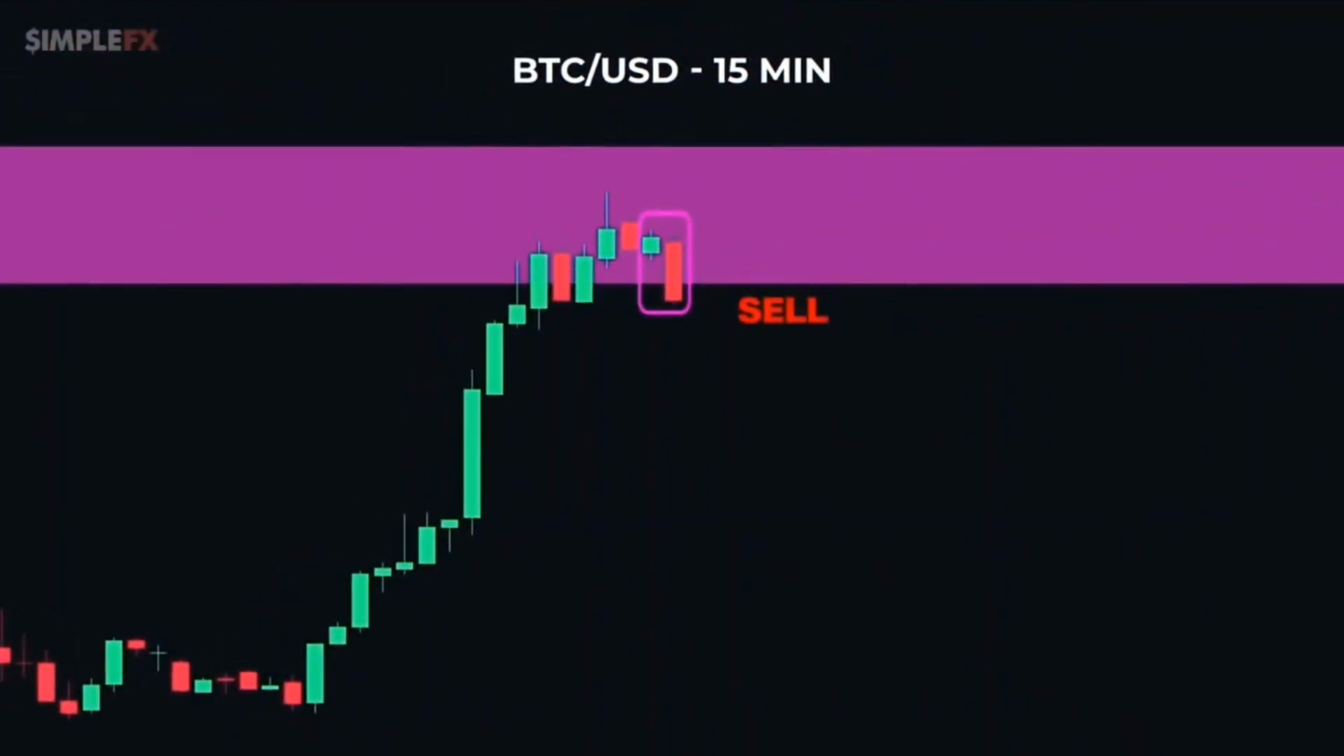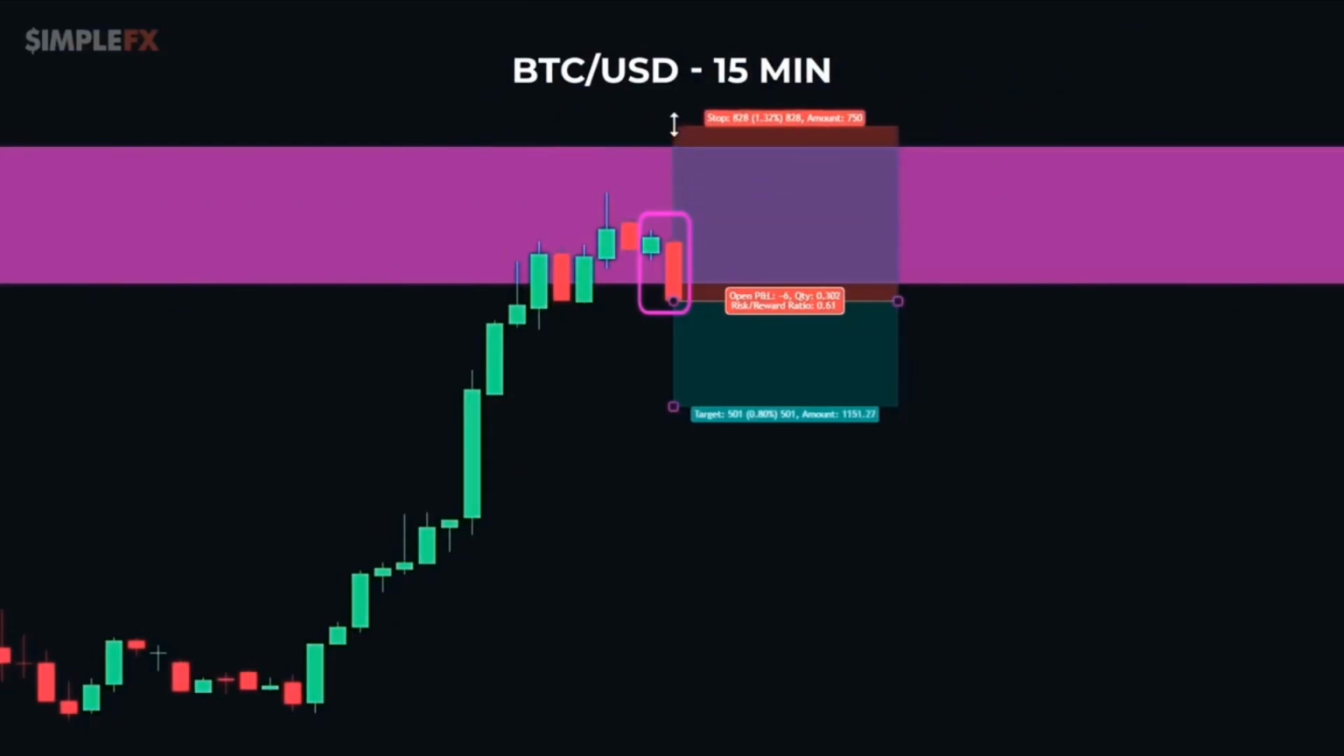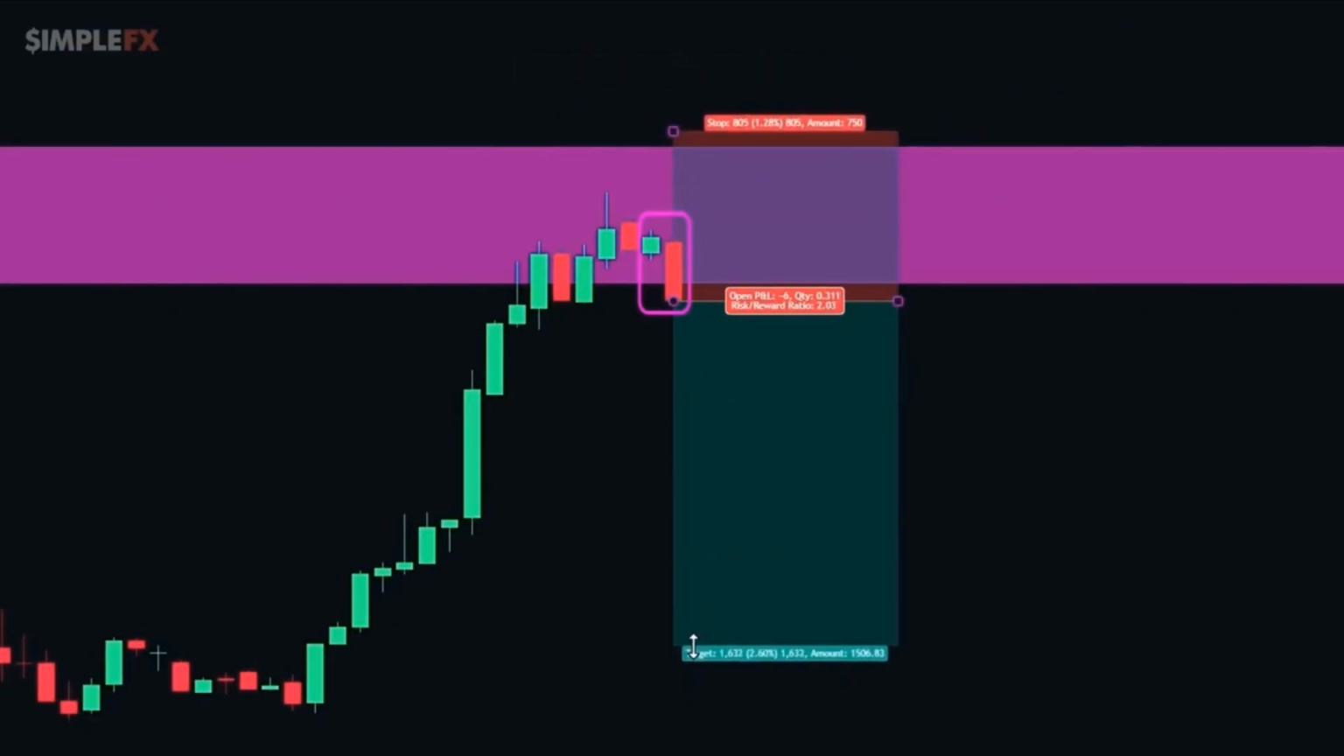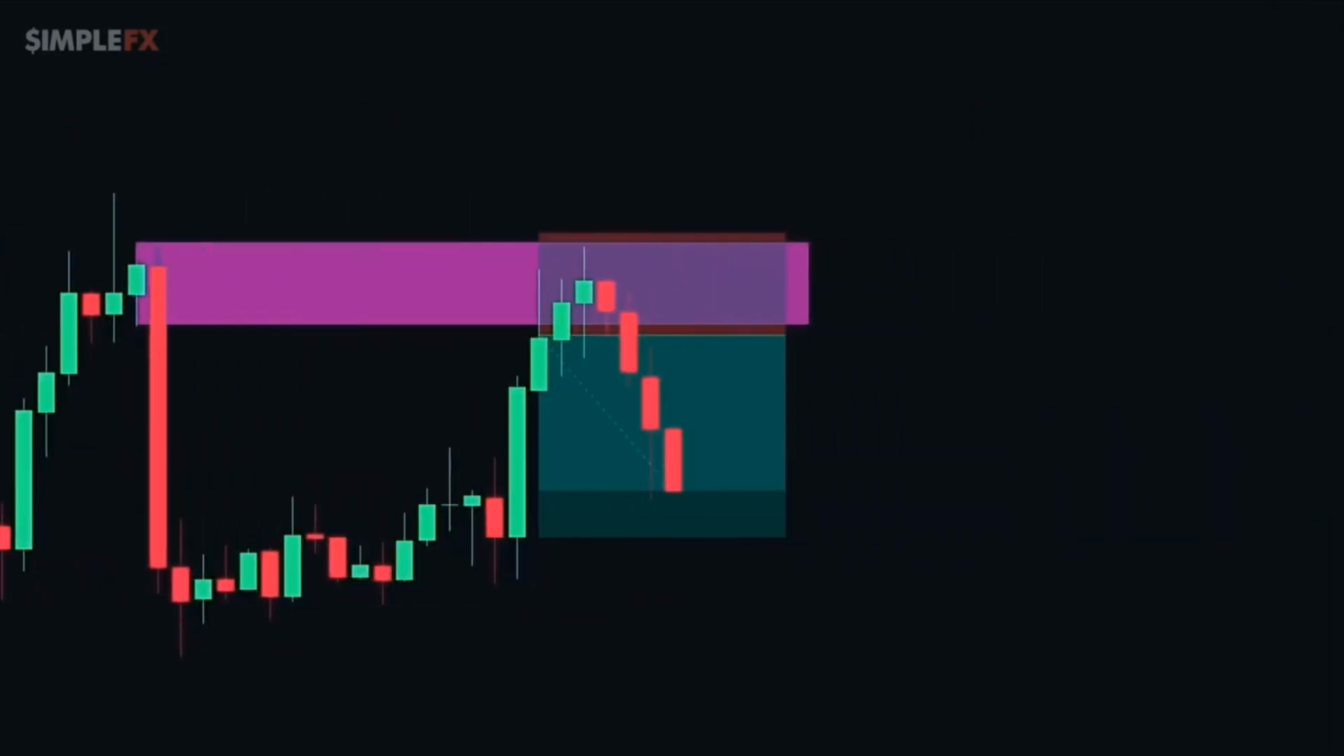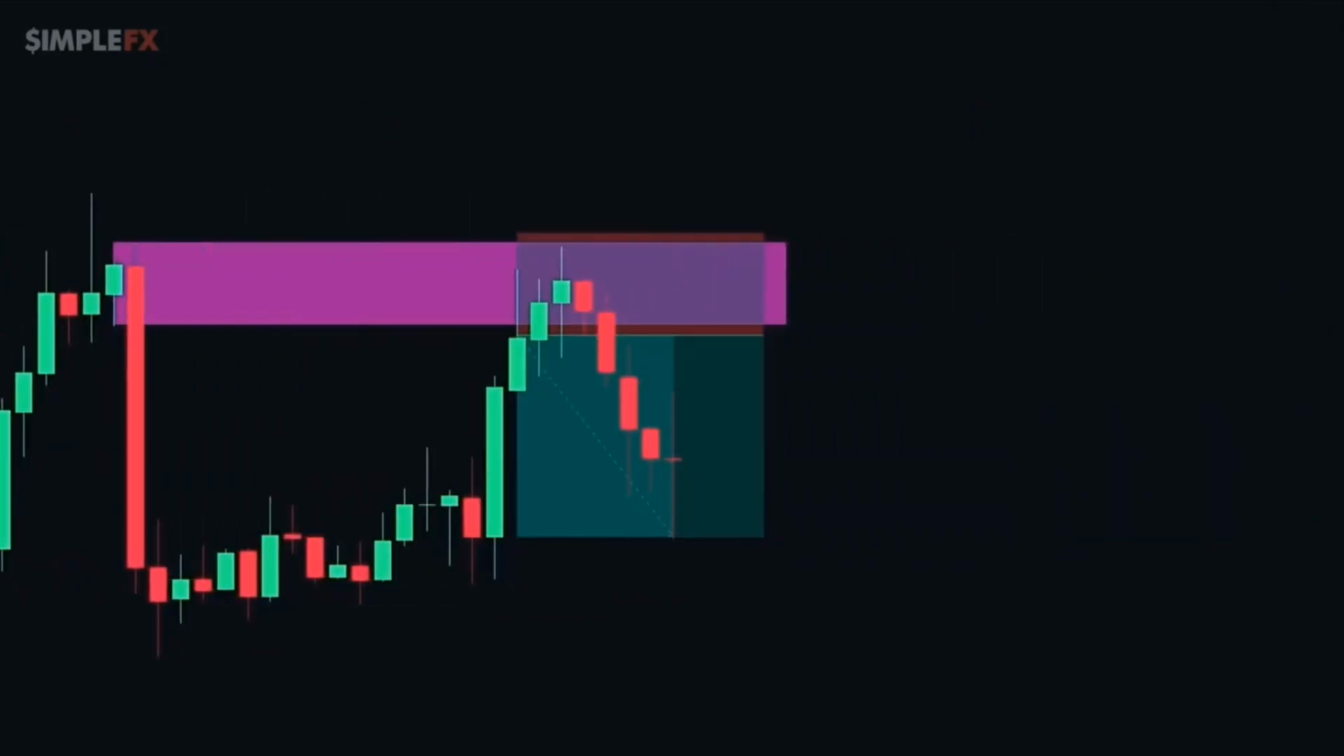Once you spot it, you can open a sell position right after the pattern has formed. Then, place your stop loss slightly above the order block and set your take profit at 2x the size of your stop loss. As you can see, this strategy can lead to some solid profits.